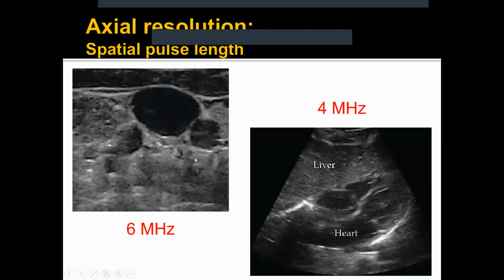And so here you have your axial resolutions. You can see here that when you have a higher frequency, you're able to tell structures apart more easily, whereas a lower frequency is less able to do that. But the positive is that it can travel further, and so you can view structures that are deeper.